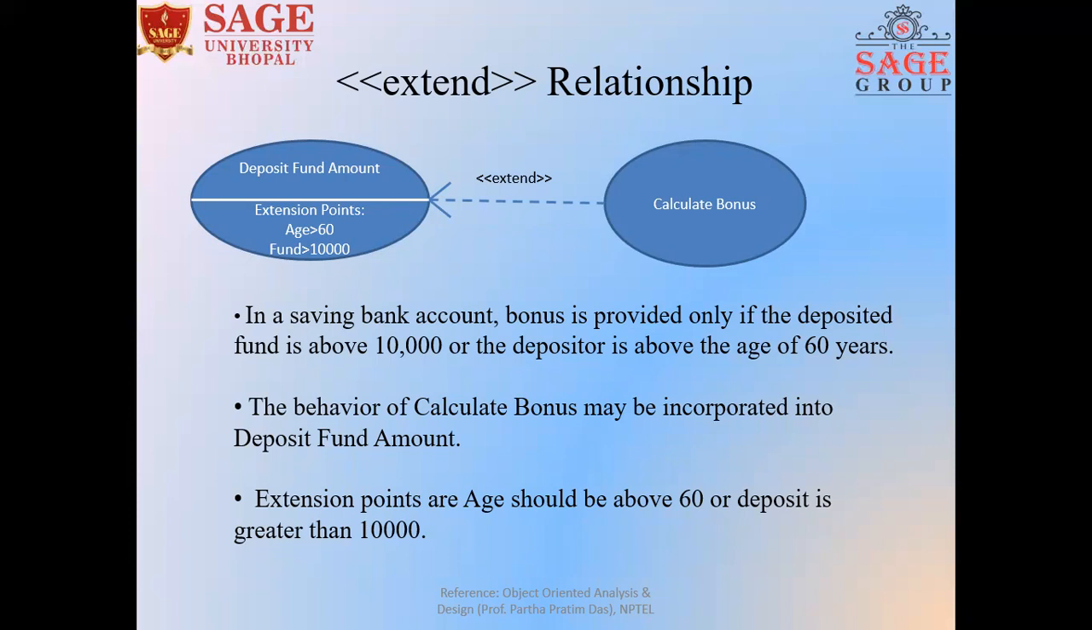If a customer is, like, 58 years old, the calculate bonus use case will not be activated. Similarly, if the fund is, suppose, 8,000, in that case also the calculate bonus use case will not be activated. So if we are using the extend relationship, it means that only if certain conditions are true will the extended use case be activated.